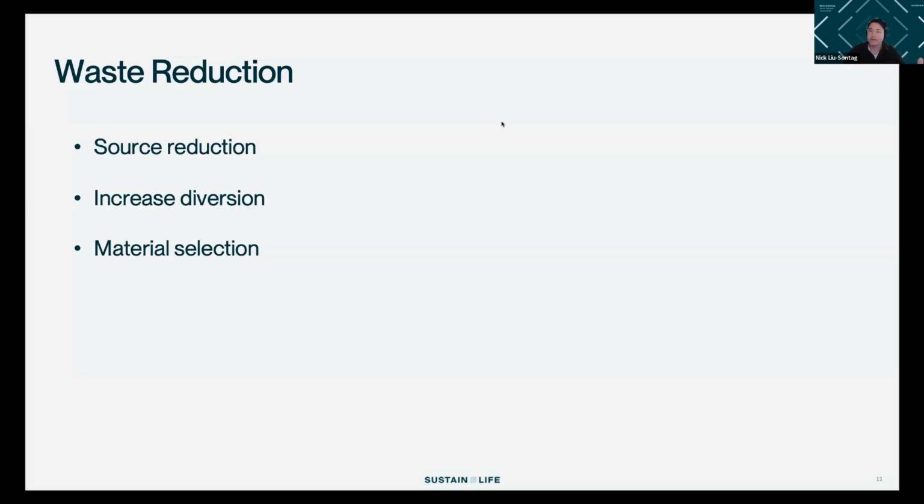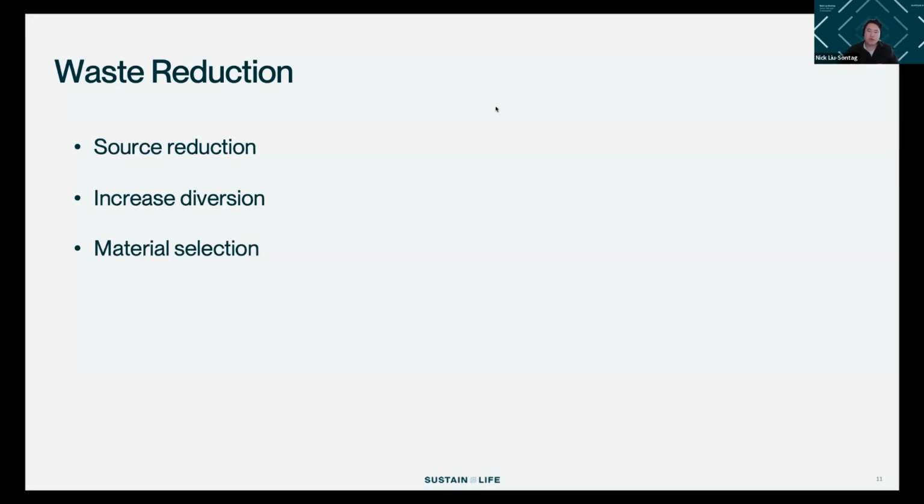is diverting materials away from landfills and incineration facilities, which would also involve working closely with your waste haulers to make sure that your waste is actually going to where you want it to go and being separated in the ways you want it to be separated. And then finally, material selection, which kind of goes hand in hand with increasing diversion. Can we select for certain materials that are easier to divert? Can we select for materials that are compostable so that at the end of their life, they can be sent to a composting facility as opposed to a landfill or even recycling?